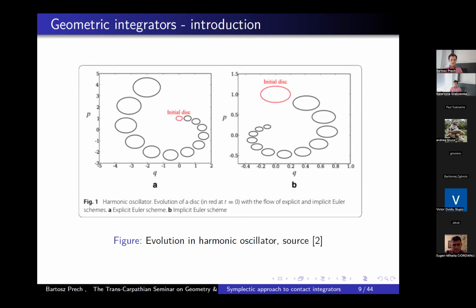So we see that for the explicit Euler scheme, the symplectic form grows, and for the implicit one, it gets smaller. That would cause the energy of the system in the first example to grow, and probably in the second one to decrease. That's not what we would expect from a harmonic oscillator solution.